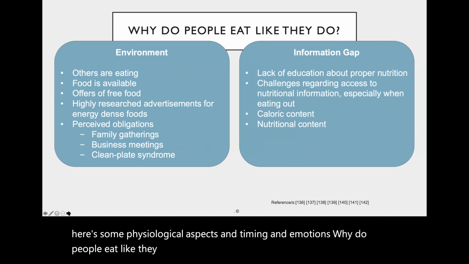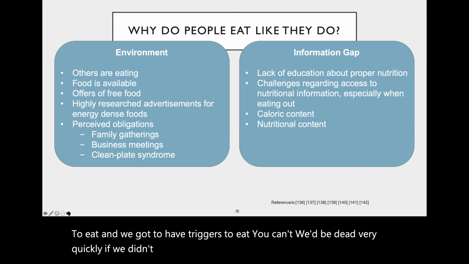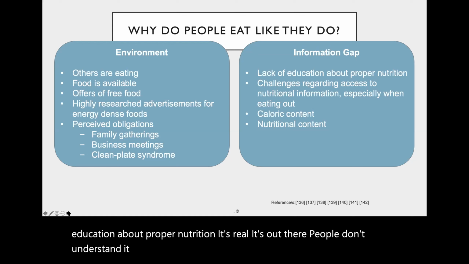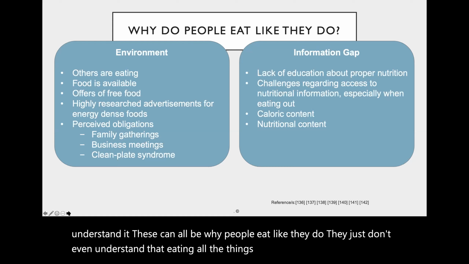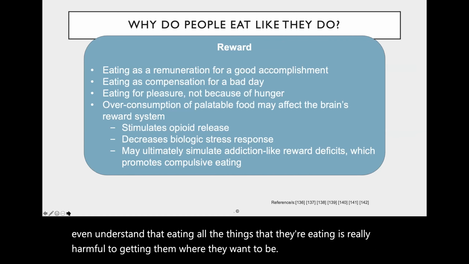These are triggers to eat. And we have to have triggers to eat. We'd be dead very quickly if we didn't eat. Environmental triggers, information gap, lack of education about proper nutrition. It's real. It's out there. People don't understand it. These can all be why people eat like they do. They don't even understand that eating all the things that they're eating is really harmful to getting them where they want to be.